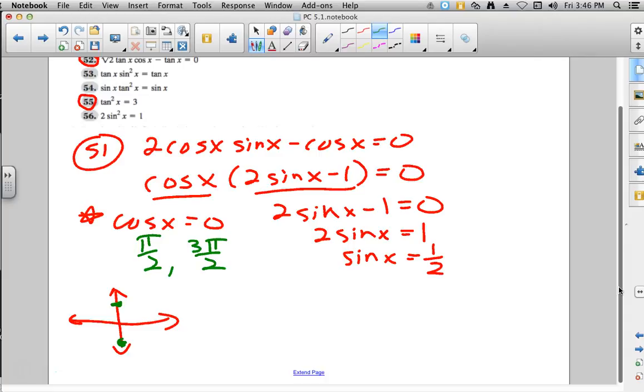Now let's go to the second one. And that is the sine of x equals 1/2. So just think first quadrant if you don't have the unit circle memorized. And think, all right, here's my theta.